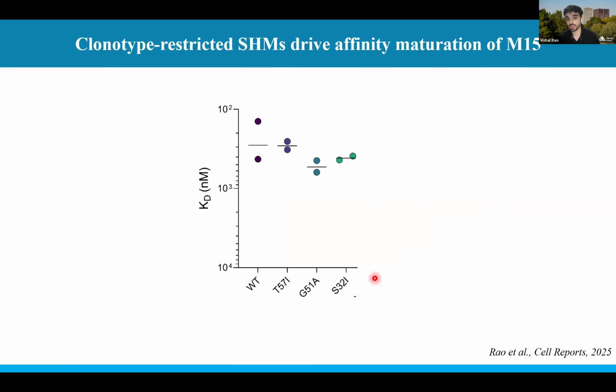So we reverted these mutations back to the germline to see if they had a significant effect on affinity. We chose the three most convergent mutations here, and when we reverted each of them individually, we didn't really see a significant decrease in affinity. But when we took out all three of them together, the affinity got down to the level of the UCA or the germline version of M15, implying that these three mutations do play a key role in maturation of M15.